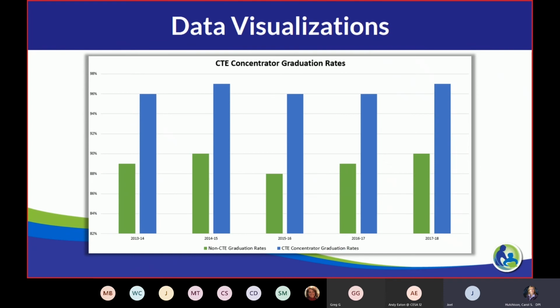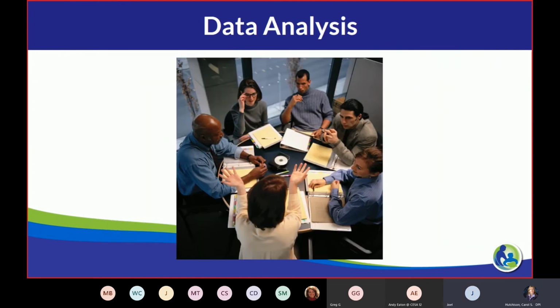Another approach to evaluating student performance is to compare data for CTE concentrators to a similar group of non-CTE students. For secondary students, it would be most telling to look at differences in graduation rates, academic performance, and placement.